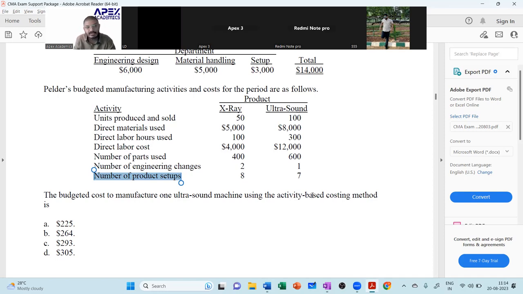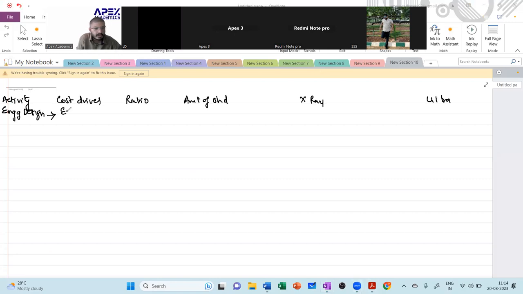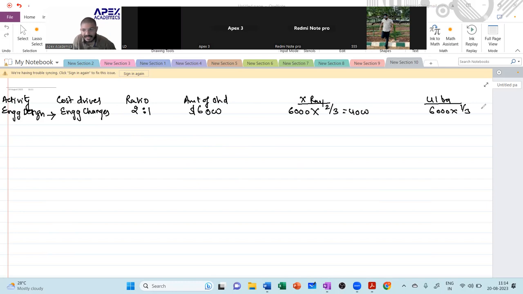Do you understand this concept? Yes or no? Yes, sir. This is based on engineering changes. What is the ratio? 2:1. What is the amount of overhead? It is 6,000. Now this 6,000 is broken down as 2/3 and 1/3 between X-ray and ultrasound.